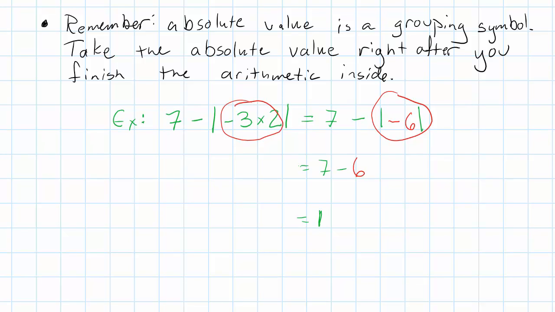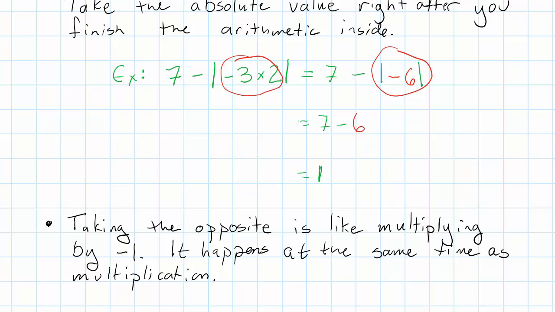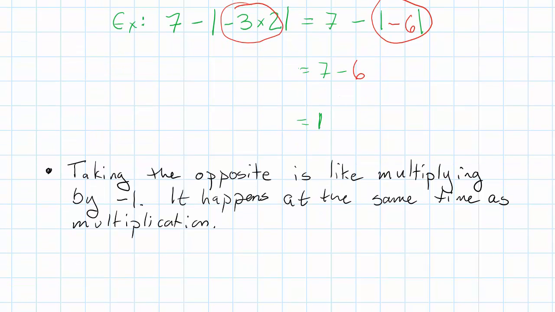Another thing to remember when thinking about signed numbers, taking the opposite is like multiplying by negative 1. It happens at the same time as multiplication. So in particular, if I say take the opposite of the absolute value of negative 5, well, first you'll take the absolute value of negative 5. That happens at the time that grouping symbols are called for. And then you'll take the opposite. So the opposite of the absolute value of negative 5, well, is the opposite of positive 5, so it's just negative 5.